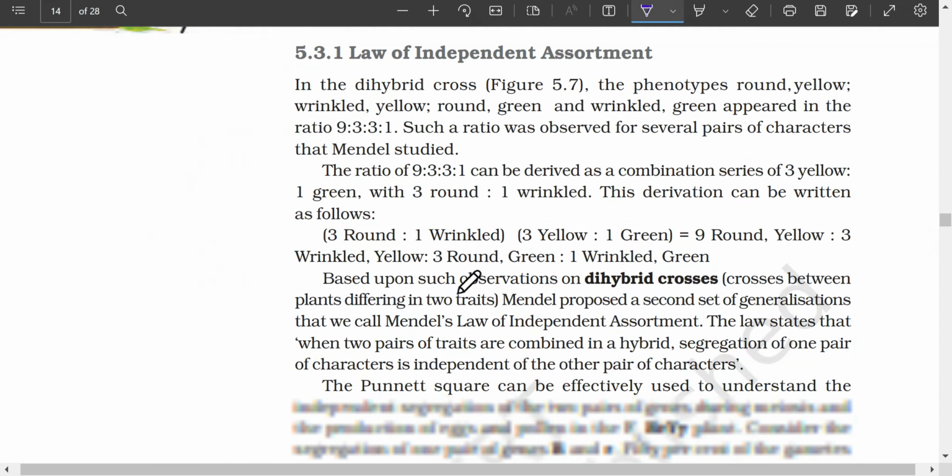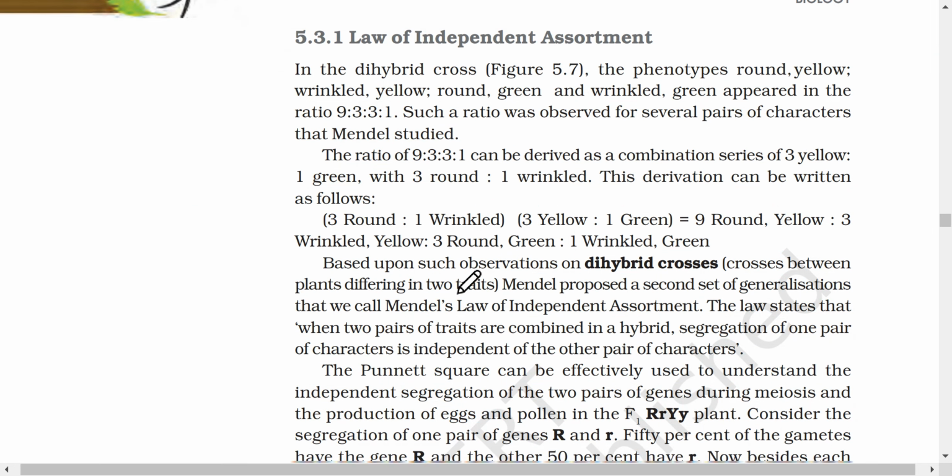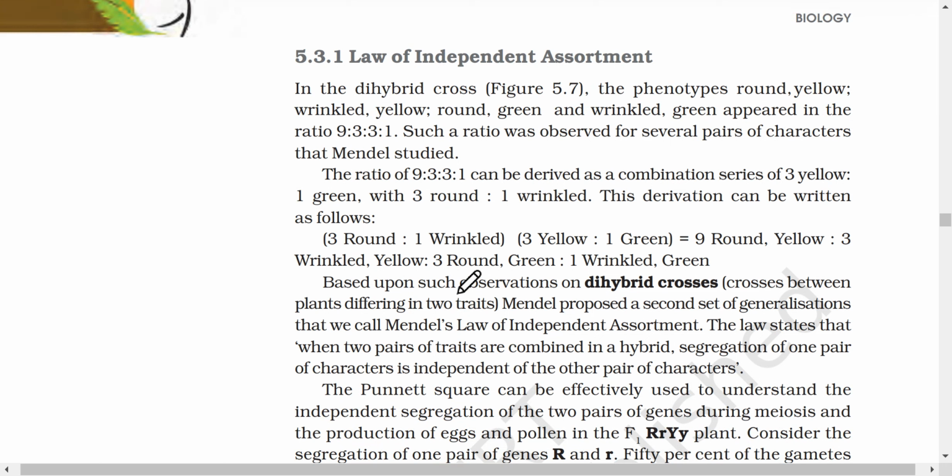law of independent assortment. All right, let's get started. In the dihybrid cross, the phenotypes round yellow, round green, and wrinkled green appeared in the ratio this. Such a ratio was observed for several pairs of characters that Mendel studied. Fine. तो राउंड येलो पहले लिया, उसके बाद हमने लिया wrinkled येलो, फिर राउंड ग्रीन और wrinkled green.